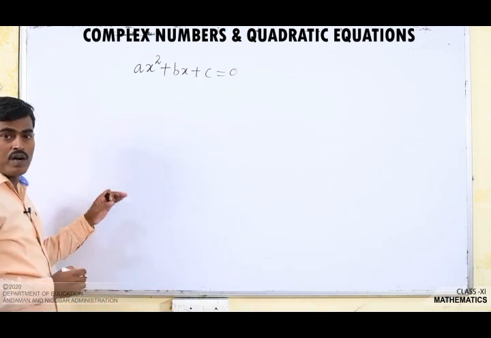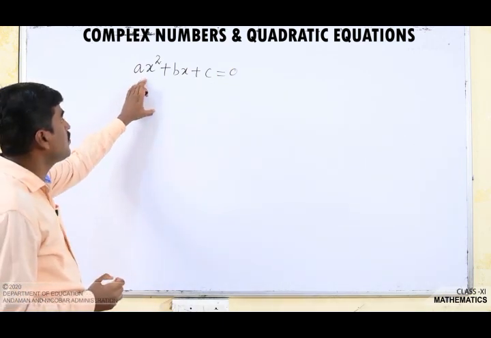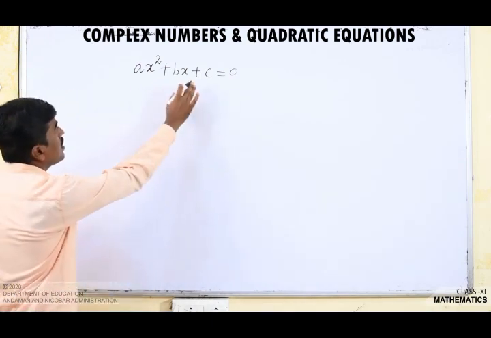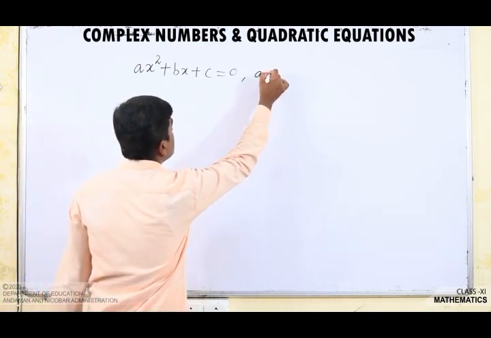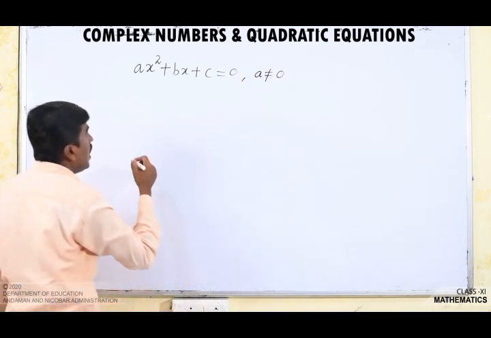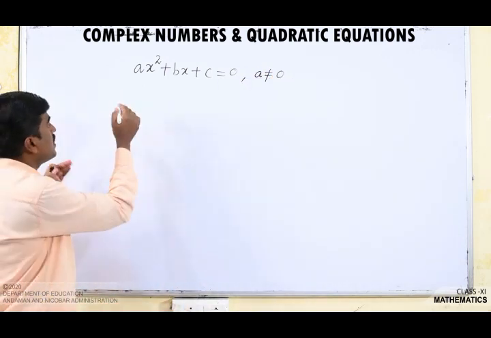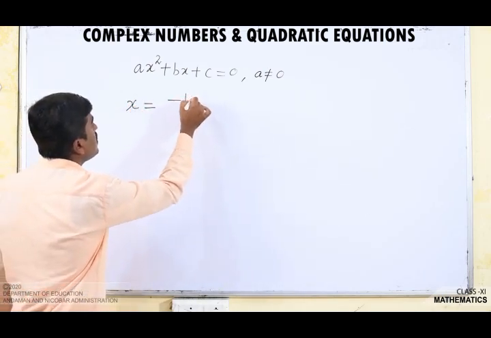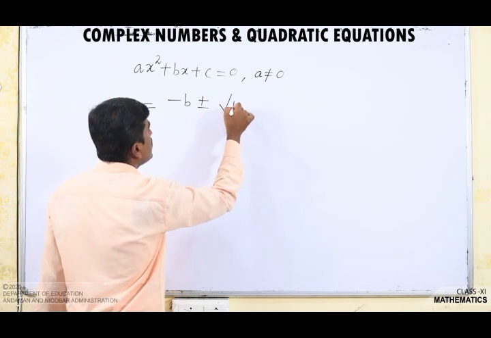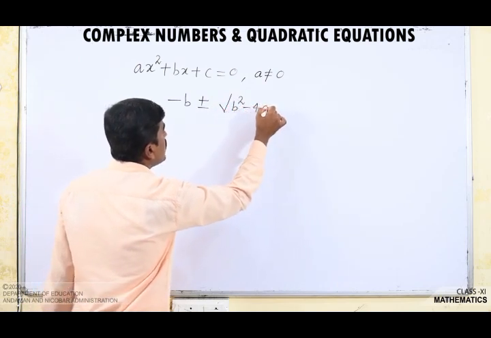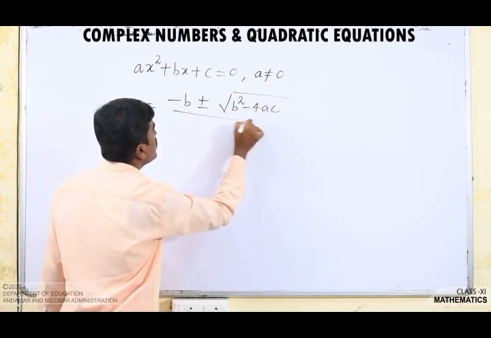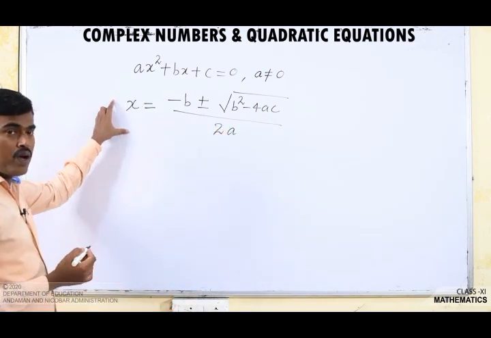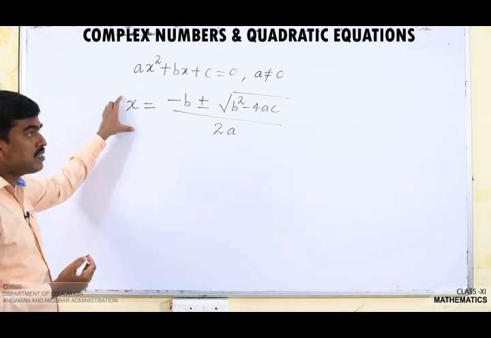The general form of the quadratic equation is ax square plus bx plus c is equal to 0, where a, b, c are real numbers and a should not be equal to 0. And you know that the quadratic formula for this equation is x is equal to minus b plus minus root over b square minus 4ac divided by 2a. Okay. So you have already learnt this formula in class 10th.